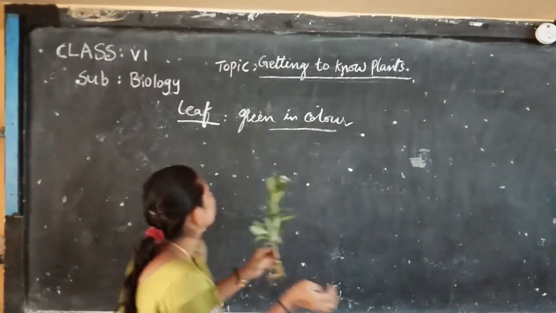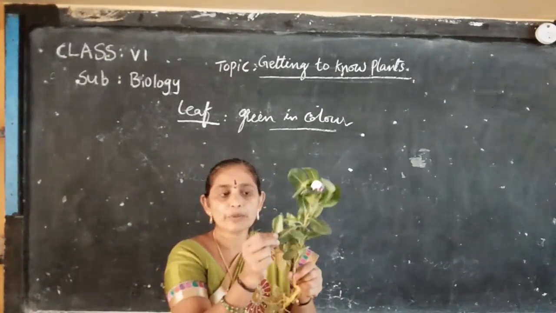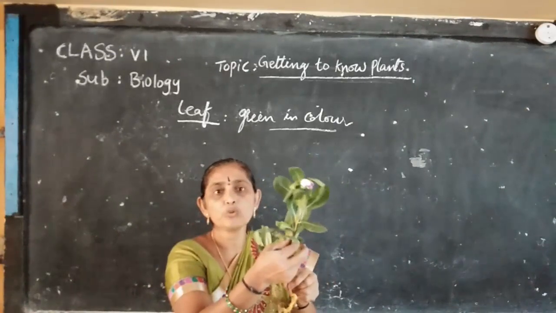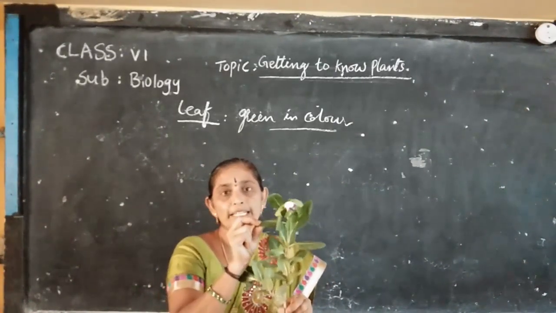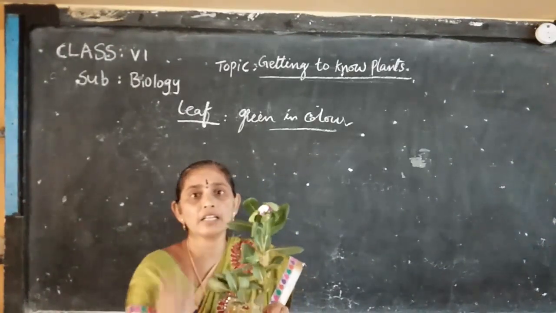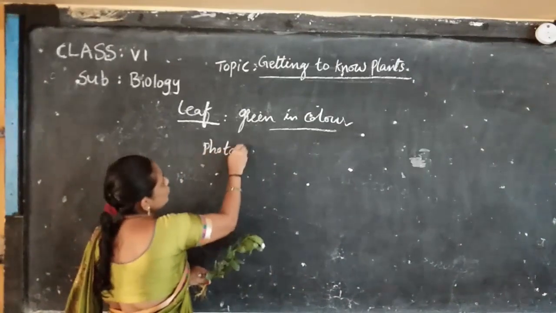Then leaves absorb carbon dioxide from the atmosphere and water from the roots. In the presence of sunlight, they prepare food materials. This process is called photosynthesis.